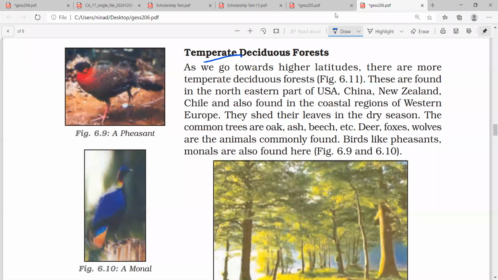Then comes temperate deciduous. Temperate also has evergreen and temperate also has deciduous, which sheds leaves. These are found a little interior, away from the coast, so rainfall will be less. Oak is there in the evergreen also and here also. Ash, beech. These are the examples of temperate deciduous forest.